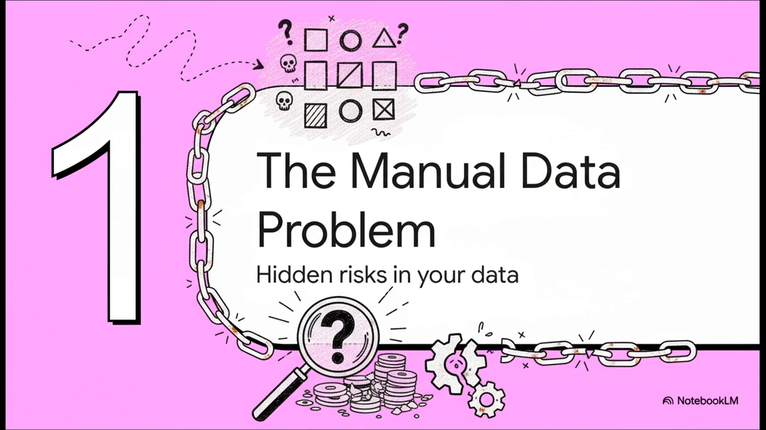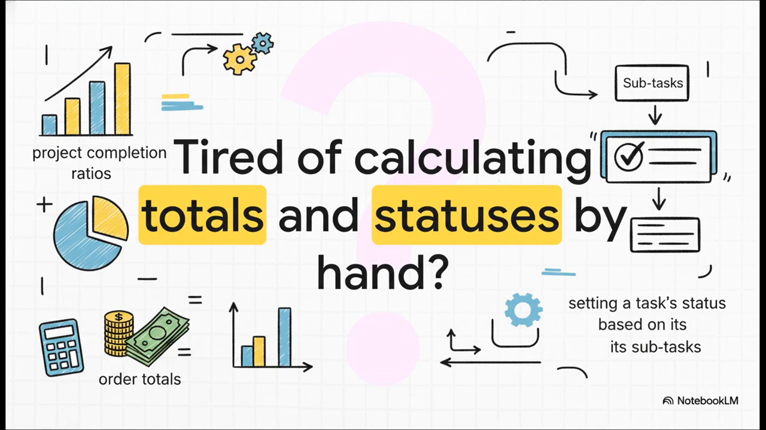All right, first up, let's tackle a challenge I am sure we all know way too well, the hidden dangers that are lurking in our manual data workflows. So, does this sound familiar? You're constantly having to update project completion percentages, or maybe you're calculating order totals, or you're manually setting a task status based on all its little subtasks. It's tedious and it's time that you could be spending on work that actually matters.